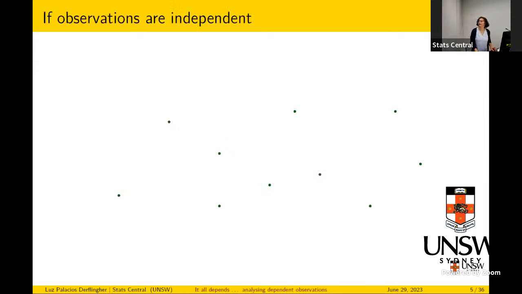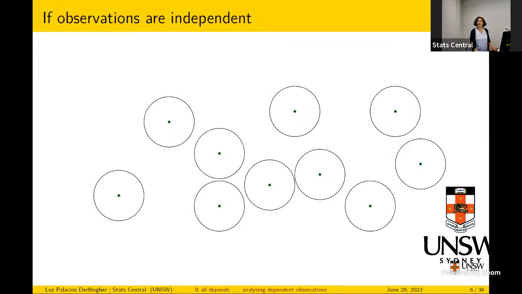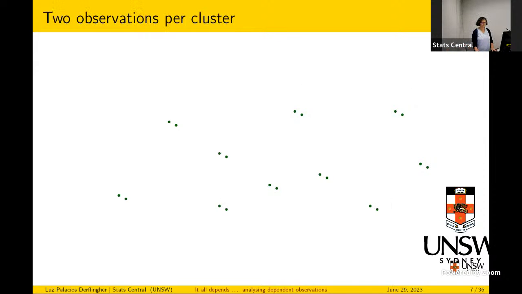Now, let's say that we have these observations scattered around, but they belong to only one group or one cluster. In that case, the techniques we can use depend on the research question and on the outcome. We can use one sample t-test, two sample t-test, etc.